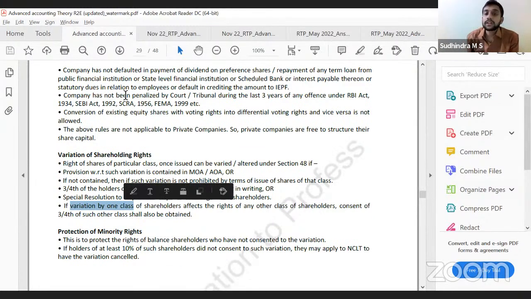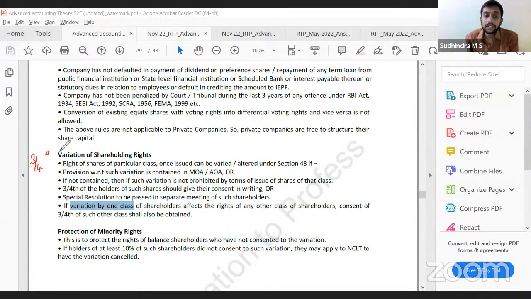Now, this change in shareholders' rights will come into effect if 3/4 or 75%, that is a special resolution, of the shareholders agree. Correct? If 3/4 of the shareholders agree, then that variation will come into effect. Now, what about the balance 25% shareholders who have disagreed to it?